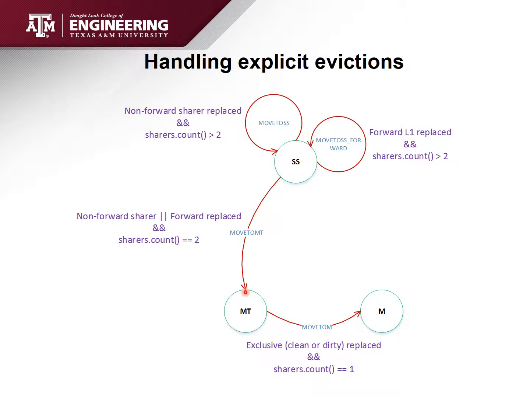Similarly, when a non-forward cache is replaced, we do not have to find a new forwarder. If there were more than two sharers before replacement, then L2 remains in the SS state through the move to SS path. But if there were exactly two sharers, then replacement leaves an exclusive copy and L2 again moves to empty through this path. In the final case, let's assume that one L1 has an exclusive copy and L2 is in the empty state. When that block is replaced, L2 moves to the M state to indicate that no L1 cache has it. Now move to M, move to empty, move to SS, and move to SS forward are all internally generated events to the L2 cache controller based on sharer count calculations.